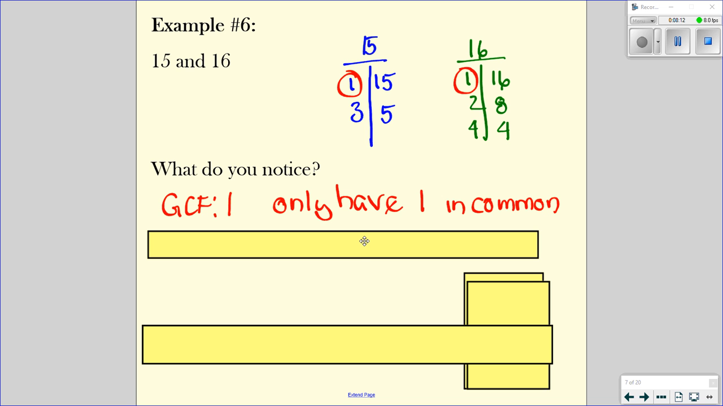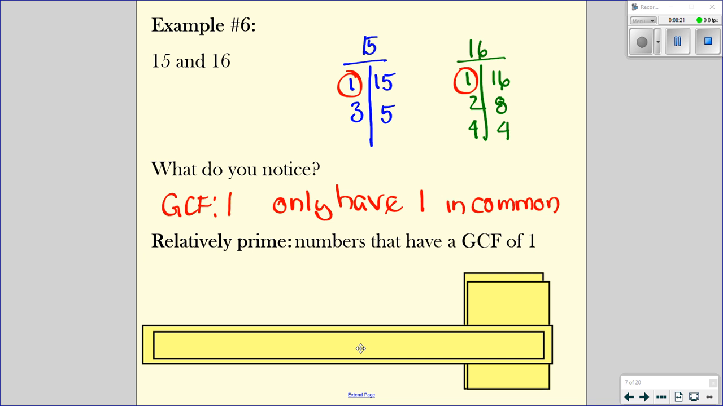So when you're dealing with two or more numbers and their greatest common factor is 1, we call that relatively prime. That means numbers that have a GCF of 1. That's just terminology for when you come across a problem where two or more numbers have just 1 as a GCF. So it's relatively prime.